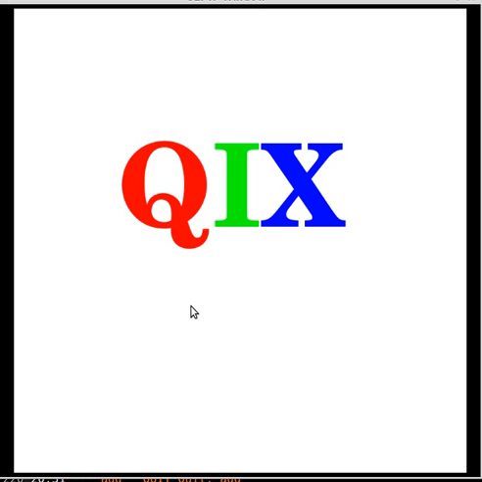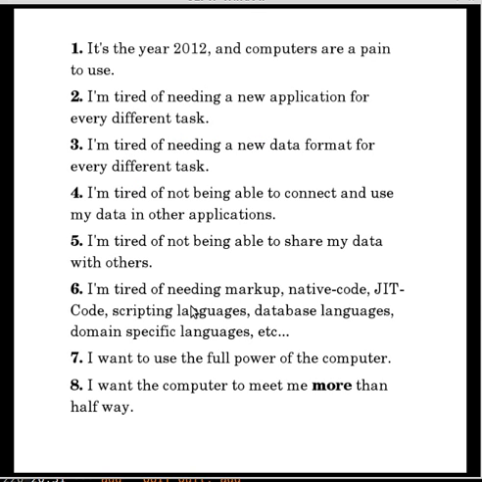Anyway, let me begin. QIX. It's the year 2012, almost the year 2013, and computers are still a pain to use. I'm very tired of needing a new application for every different task. I'm tired of needing a new data format for every different application. And I'm tired of not being able to connect and use my data in other applications. And I'm upset that I can't share this natively with other people. I'm tired of needing native code, just-in-time code, scripting languages, database languages, domain-specific languages, blah, blah, blah. It's just getting too much to keep track of anymore.